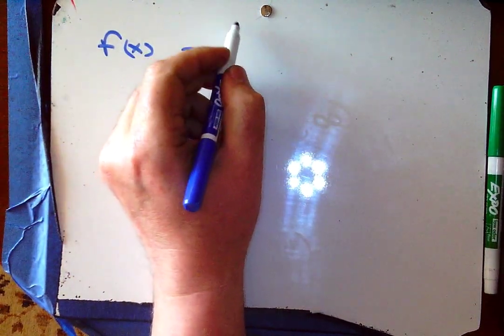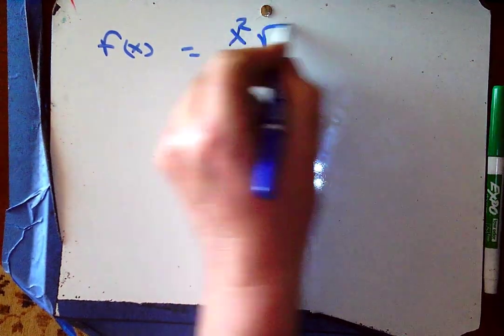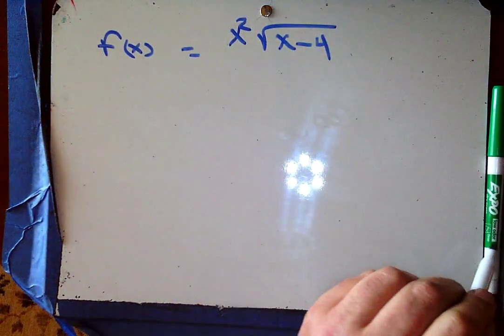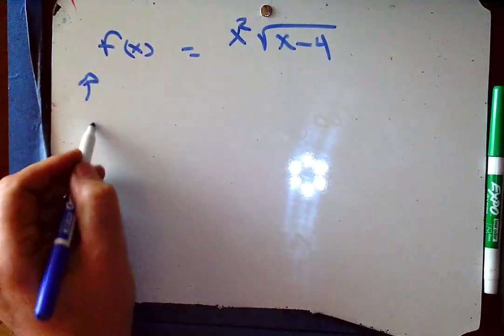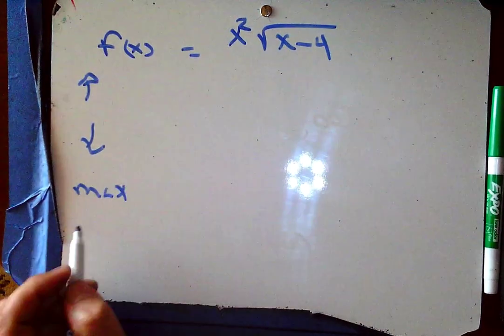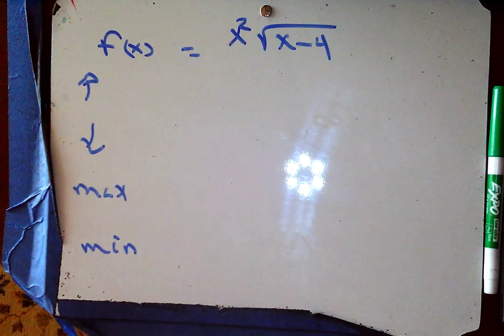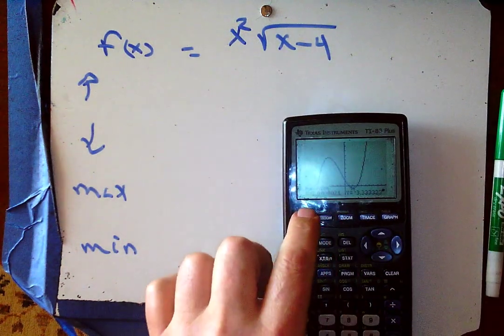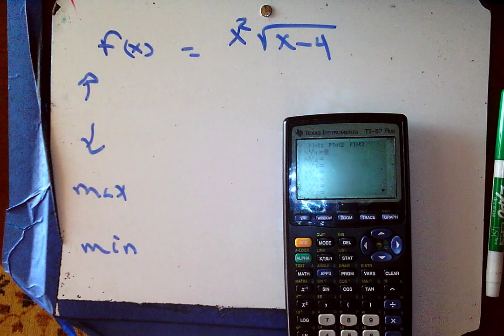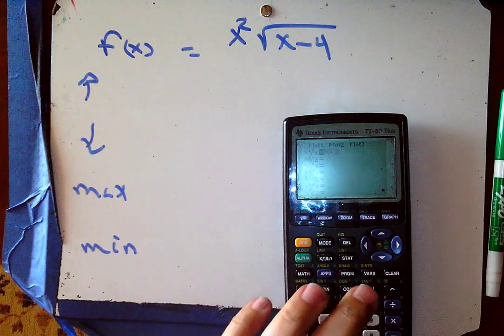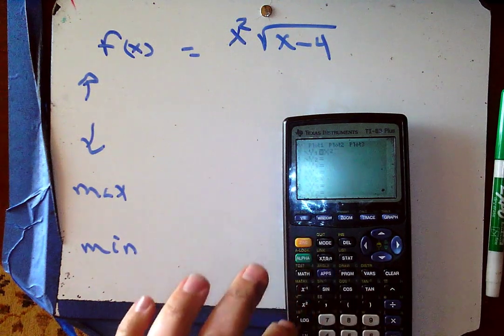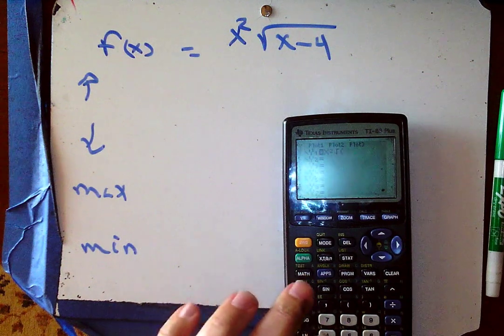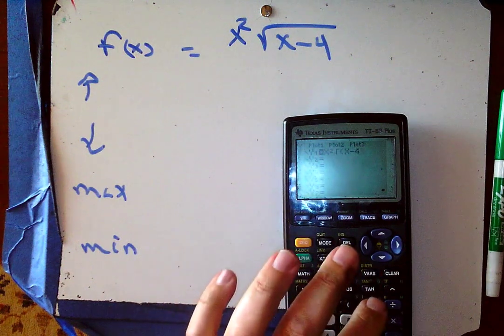f of x equals x squared square root x minus 4. Please tell me when this function is increasing, decreasing, has maxes, or mins. Okay? Come back when you're done, or if you have questions. In the meantime, I'll type this new function in here. We have x squared times square root of x minus 4.